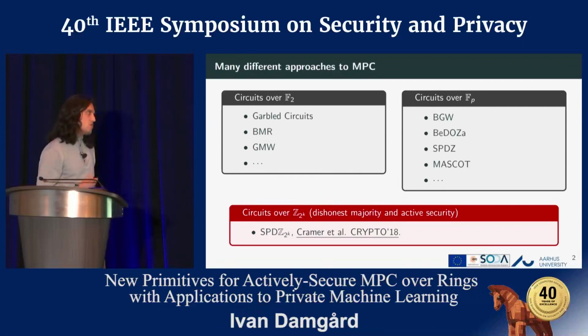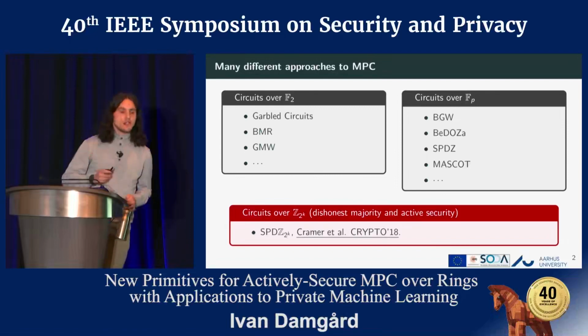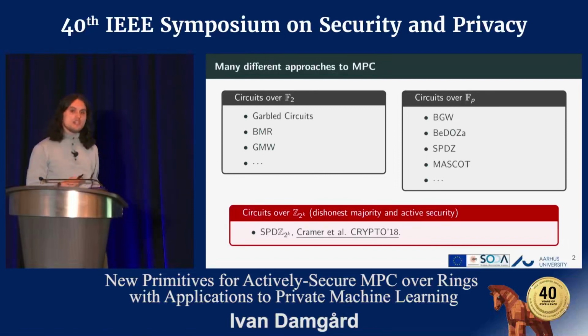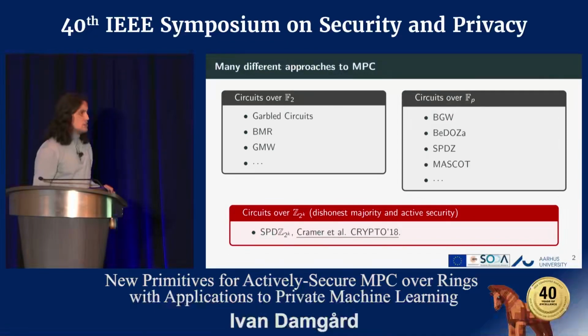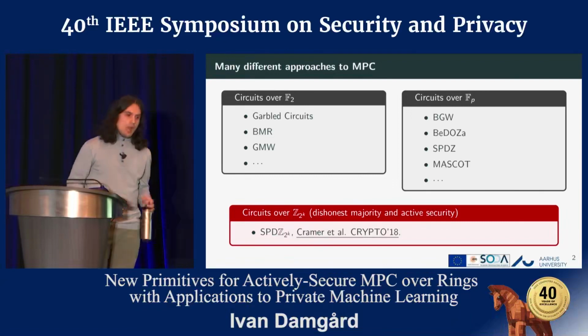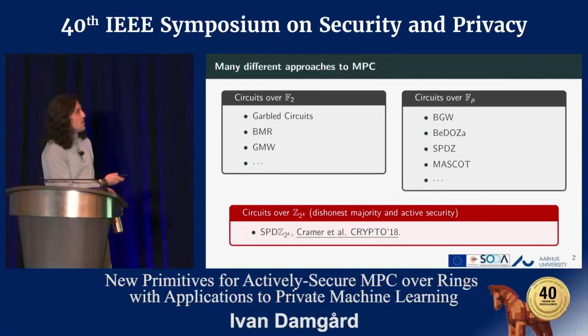But when you want to focus on computing over a circuit that is integers modulo a number that is not a prime, for example, 2 to the k, then there are not so many solutions. There are some. There is, for example, ABY3, or there is Sharemind, and also a compiler from Crypto 18 presented by Damgård et al. But for the dishonest majority setting and active security specifically, there is only one solution, which is this work called SPDZ2k by Cramer et al. at Crypto 18.